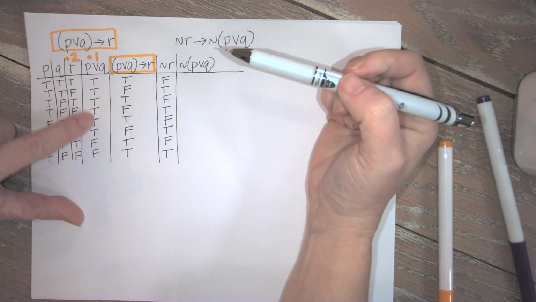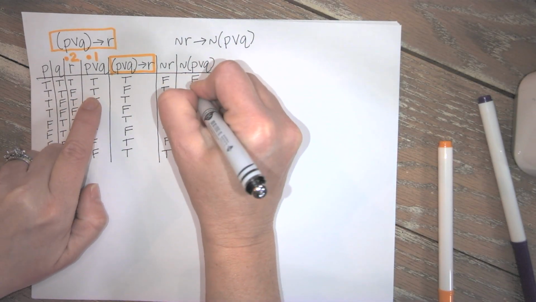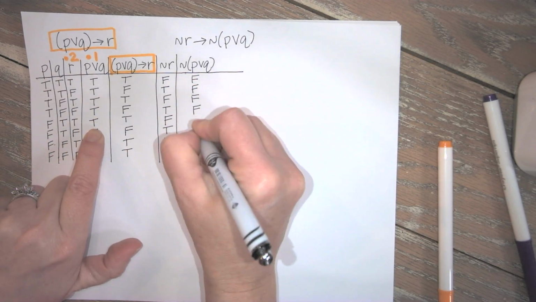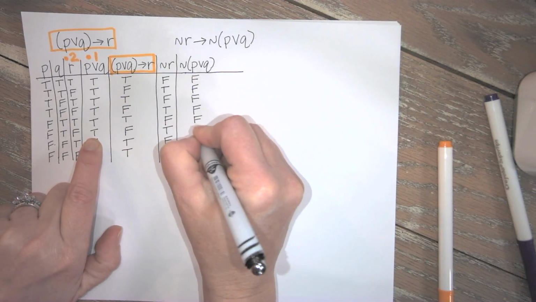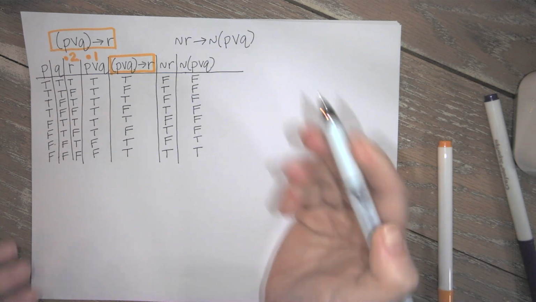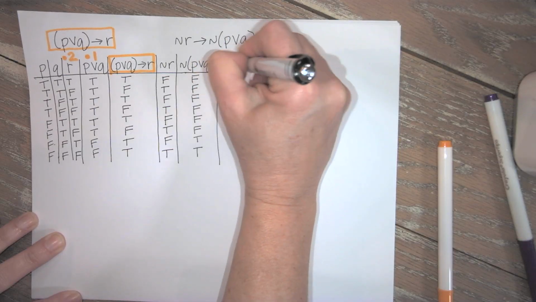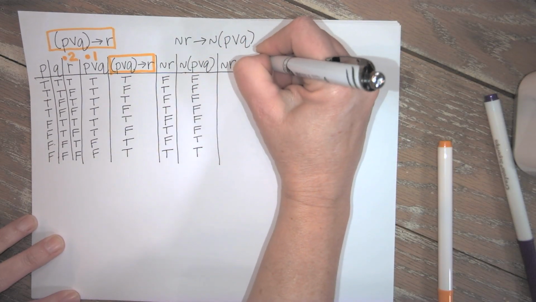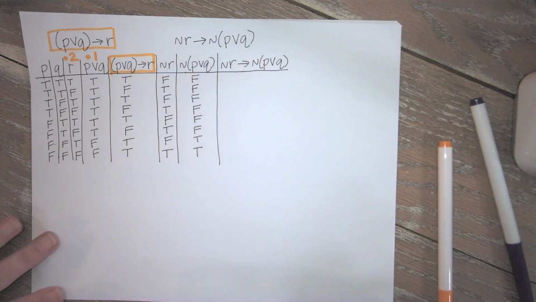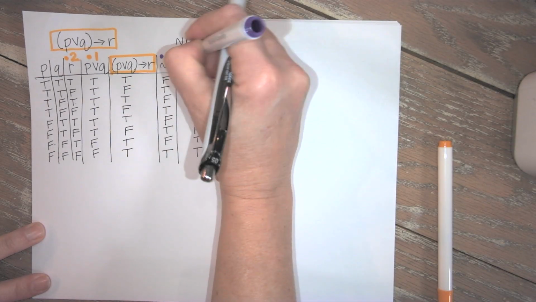So I'm looking at this column. Just make sure you're looking at the right one to negate it. So that's going to be false, false, false, false, false, false, true, true. Okay. And last, I'm going to join these together. So I'm going to have if not R, then the negation of P or Q. Okay, this is a conditional. Order does matter. We're going to be looking at this one first and this one second.